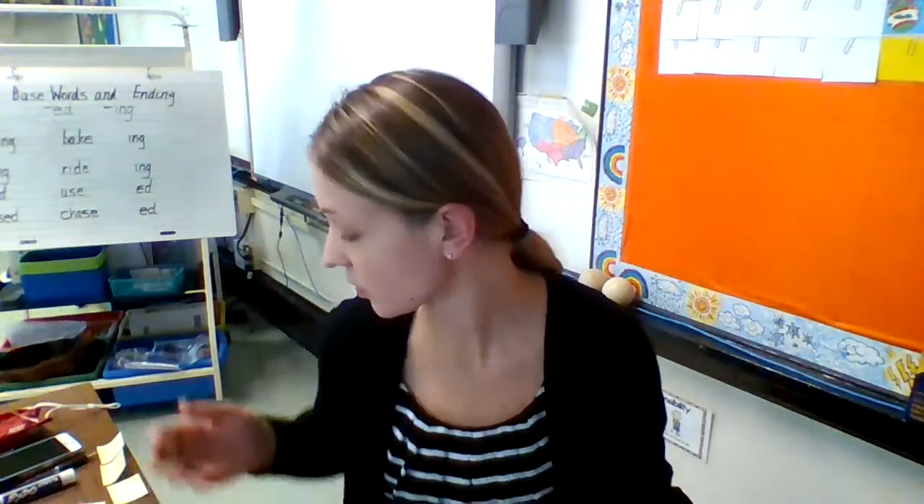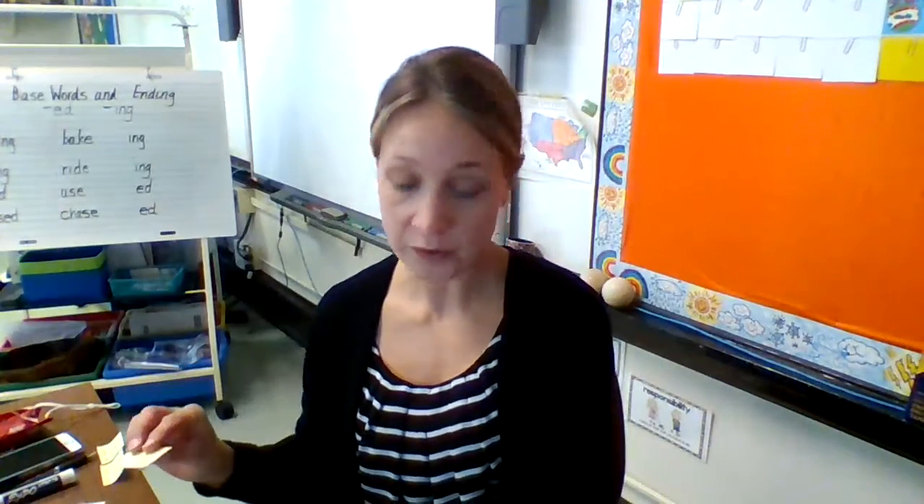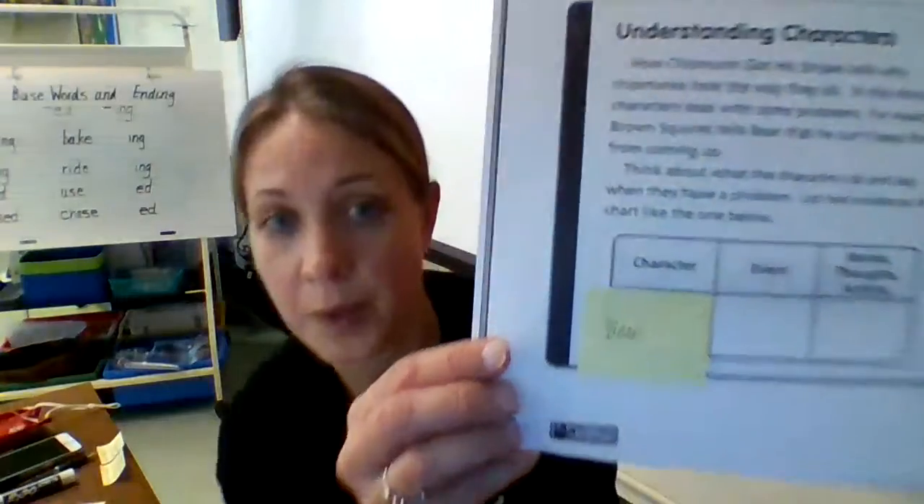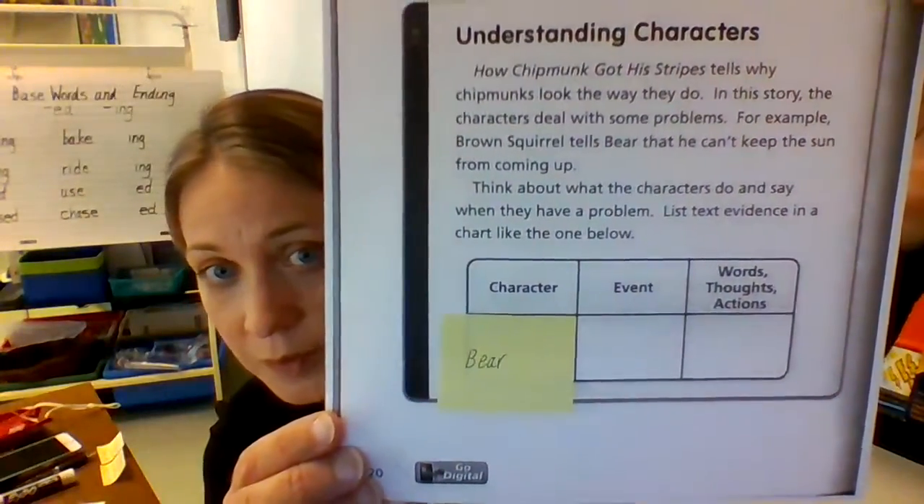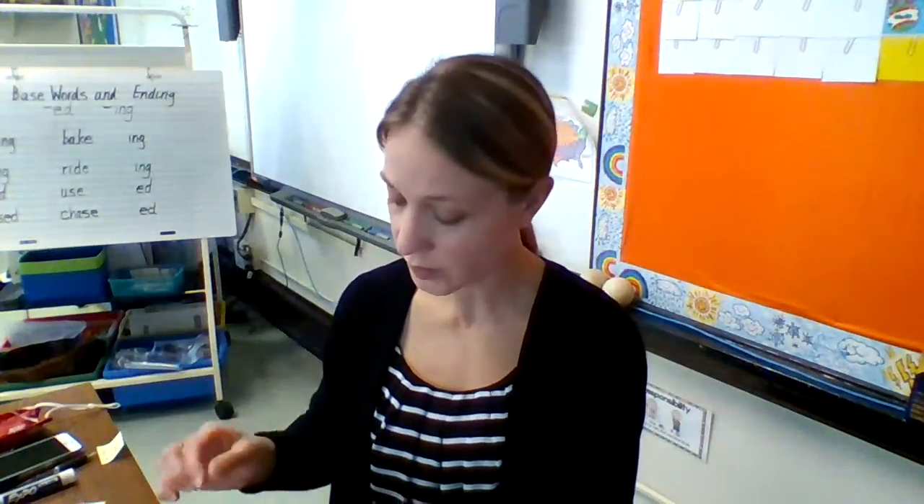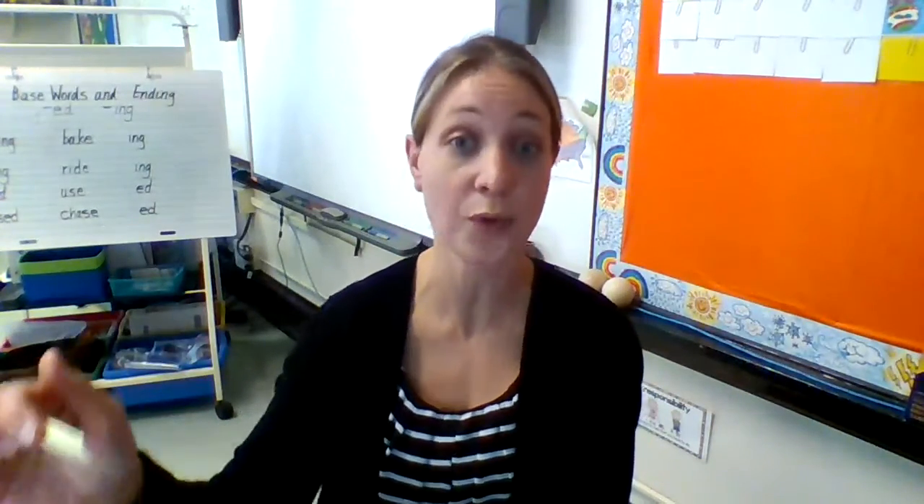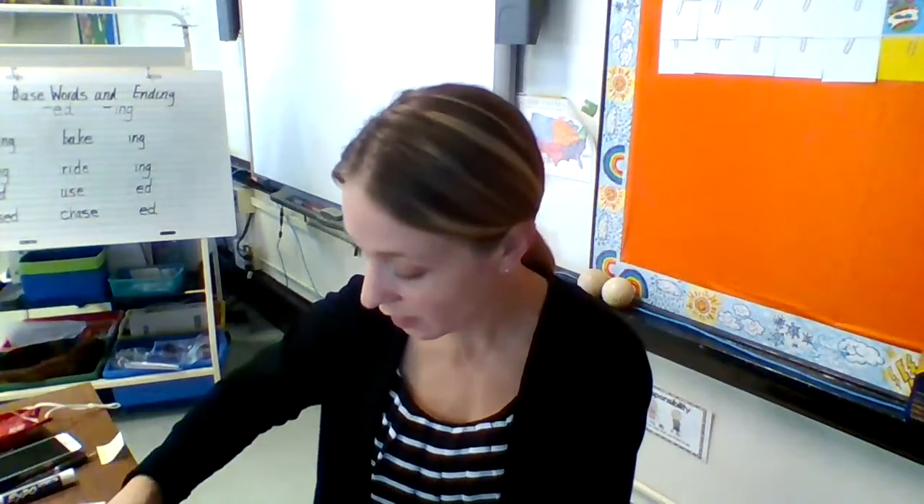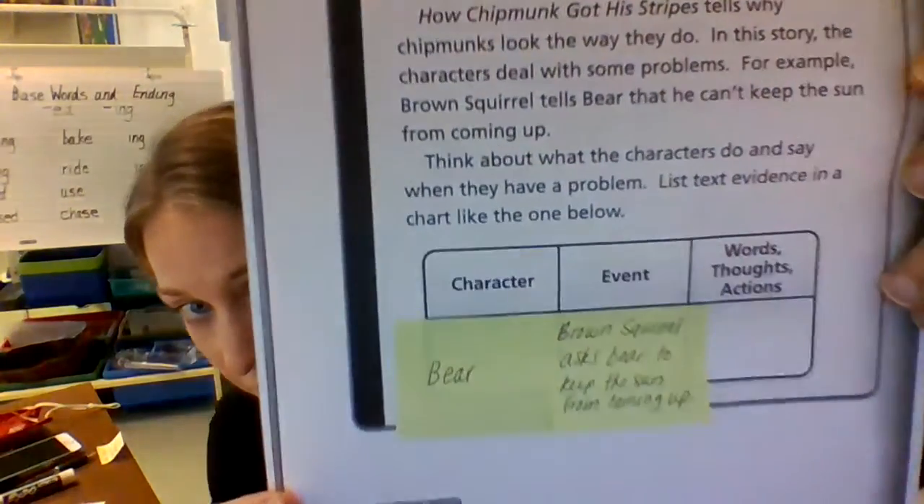So in the story that we read this week, How Chipmunk Got His Stripes, we know one of the characters in the story is Bear. So I'm going to record Bear in the character column there, okay? We also know one of the events that took place in the story is that Brown Squirrel asks Bear to keep the sun from coming up. And I'm going to put that in the event column. So there we have that in the event column.